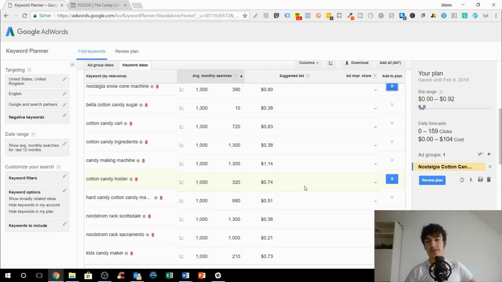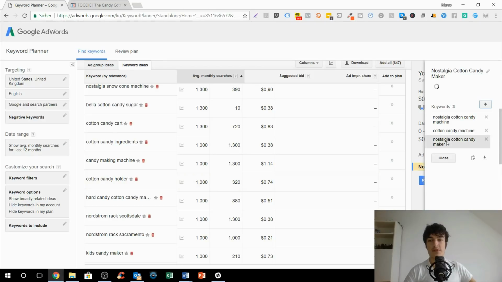In the second part, and this also includes the keyword that we added in the beginning, this cotton candy machine keyword here in general, this is still very relevant to your page, but it's a little less relevant. So this is basically the second level of relevance.